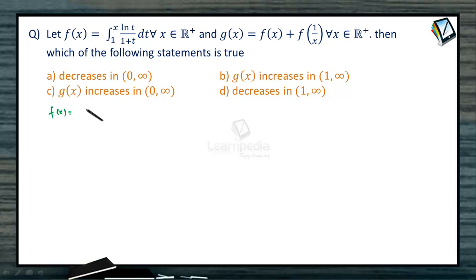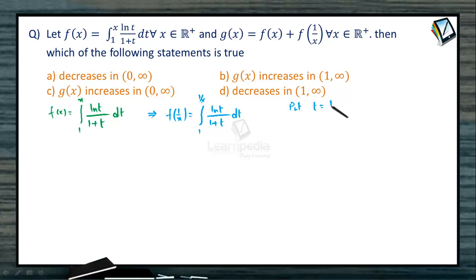As f of x is given to be the integral from 1 to x of ln t by 1 plus t dt, can we define f of 1 by x using this, so that we can get the function g of x? Yes, f of 1 by x would now become the integral from 1 to 1 by x of ln t by 1 plus t dt. As you observe, in f of x and f of 1 by x, only the upper limits are changing.